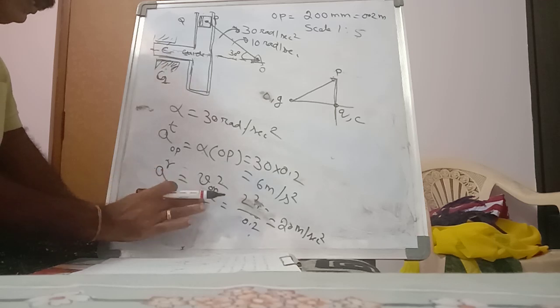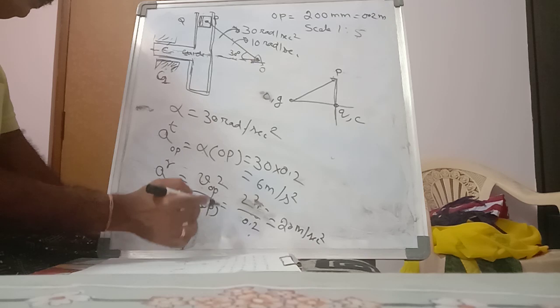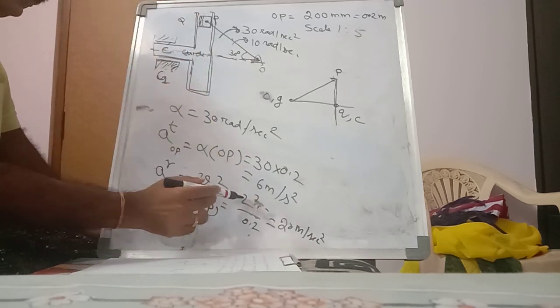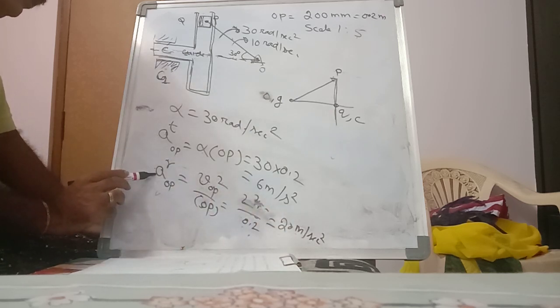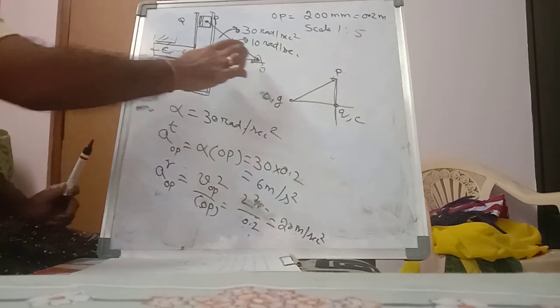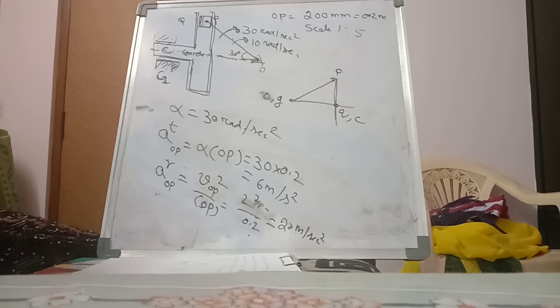So here r means OP. VOP square by OP. VOP we already determined as 2 meters per second. So 2 square by 0.2, which is 20 meters per second square. One is the radial acceleration, another is the tangential acceleration. So first we determine the radial and tangential accelerations of the link OP or crank OP. Now we will draw the acceleration diagrams.